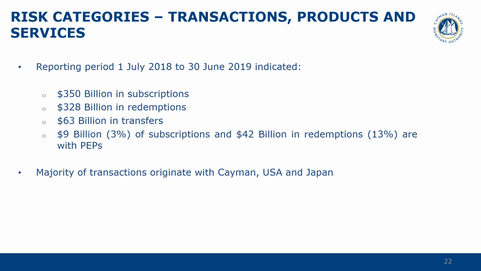So looking now at transactions, products and services. The data we collected between 1st of July and 30th of June 2019 indicated a huge volume of transactions in the market. So $350 billion in subscription, $328 billion in redemptions, $63 billion in transfers, and $9 billion of subscriptions and $42 billion in redemptions, 13% of which were with PEPs. The majority of those transactions originated with the Cayman Islands, the USA, and Japan.